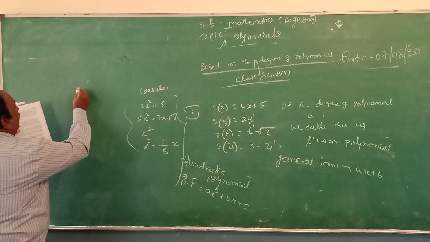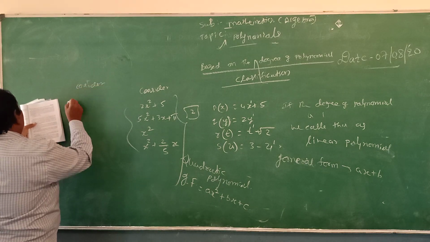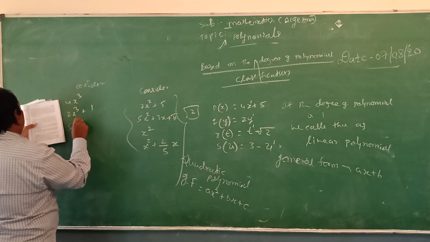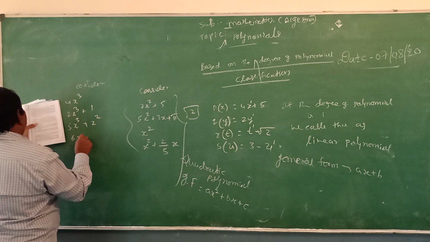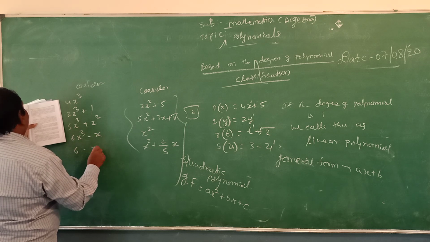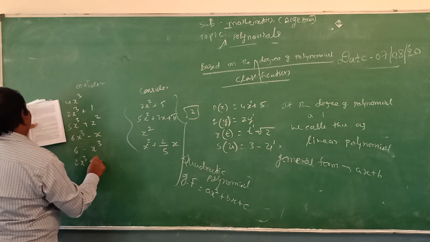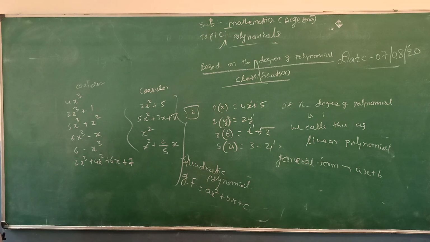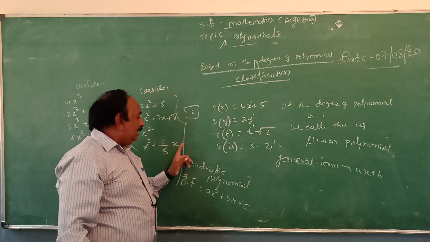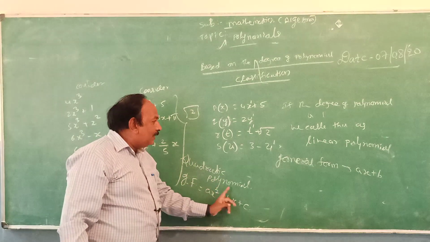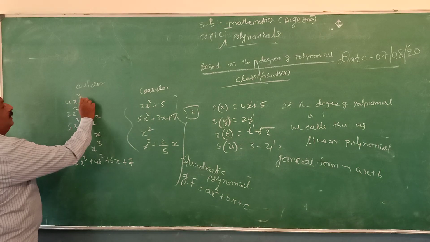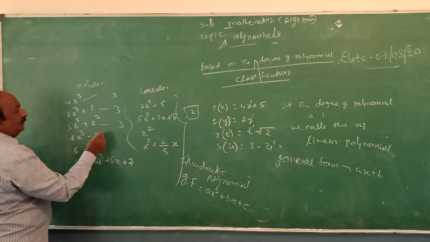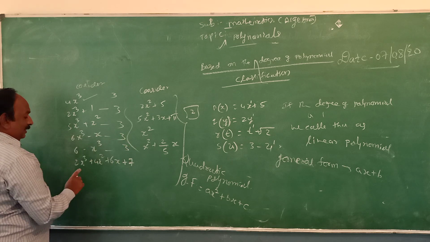Now consider 4x cube, 2x cube plus 1, 5x cube plus x square, 6x cube minus x, 6 minus x cube, 2x cube plus 4x square plus 6x plus 7. What is the degree here? 3.